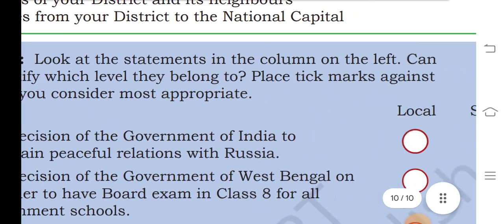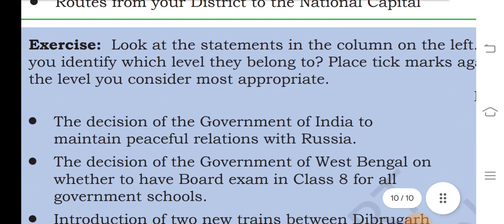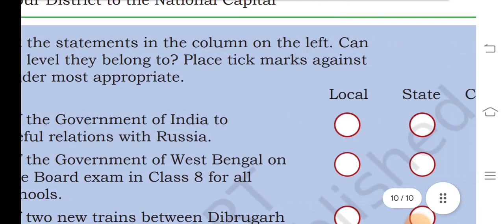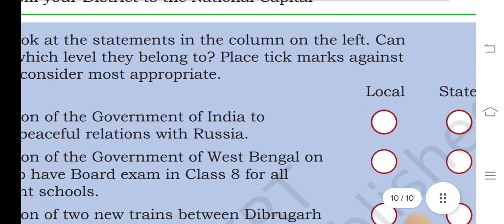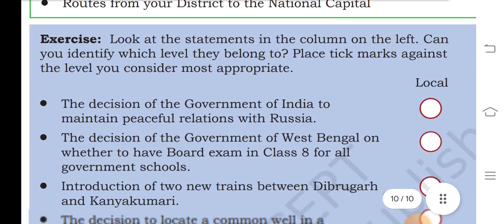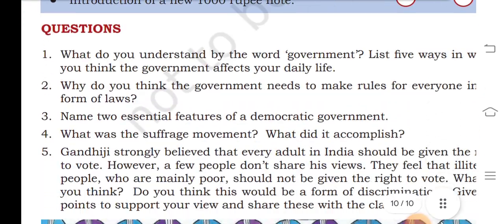Exercise. Look at the statements in the column on the left. Can you identify which level they belong to? Place a mark against the level you consider most appropriate.